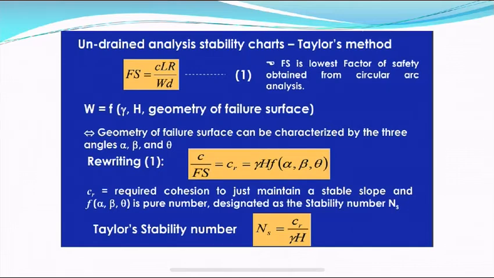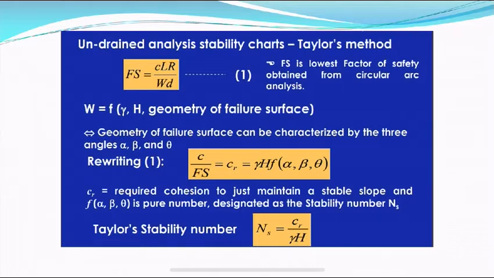Here the factor of safety, as we just discussed in the previous slide, is equal to C L R by W D, where the factor of safety is the lowest factor of safety obtained from the circular arc analysis, and W is the self weight of the area or portion involved in the failure, which is the active zone. It is a function of gamma into H and the geometry of the failure surface. The geometry of the failure surface can be characterized by three angles, alpha, beta and theta.